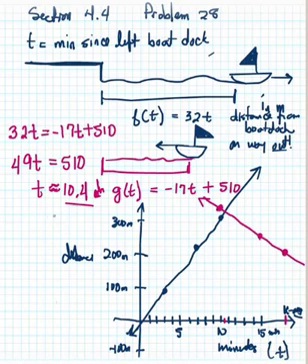Now, when they intersect at 10.4 minutes, I'll just put that into the f function. We'll see where the boat is. 10.4 times 32, and it's going to be about 300. The distance from the dock is going to be about 332.8 meters. And I'll bet that looks about right.